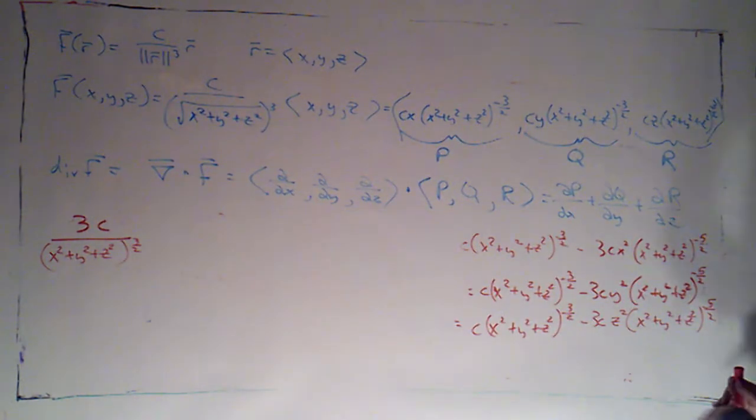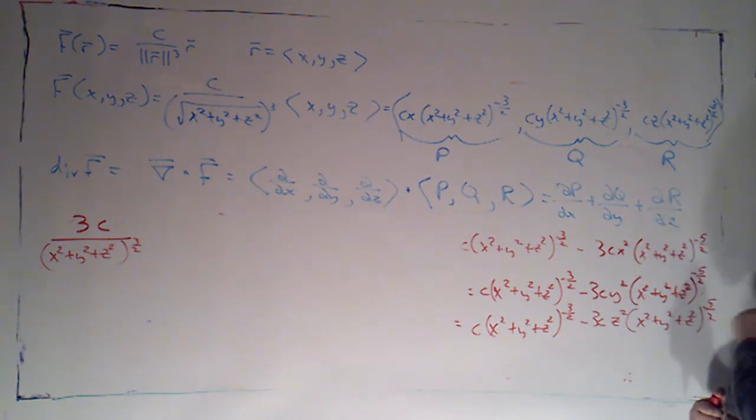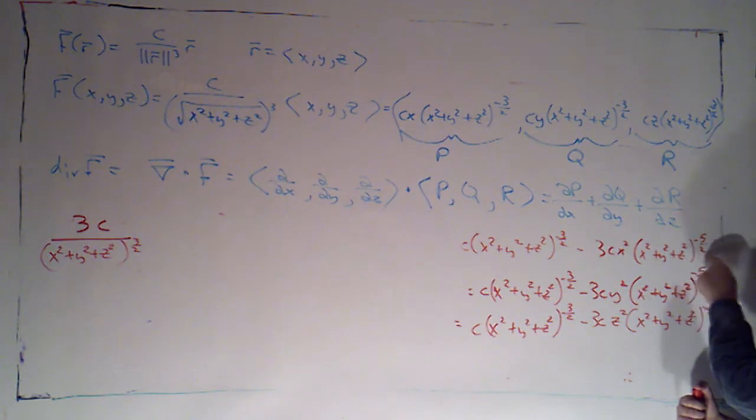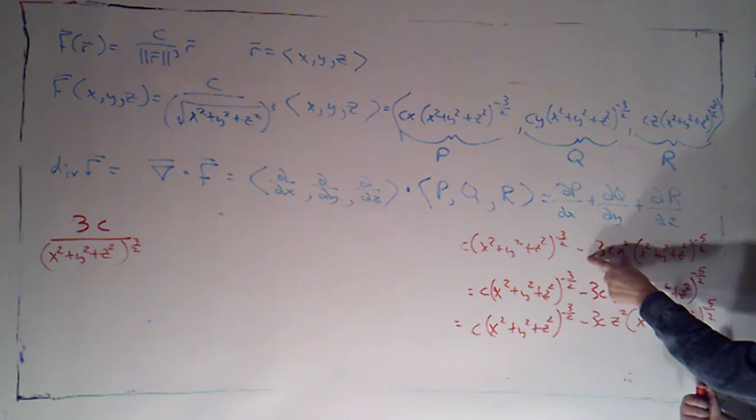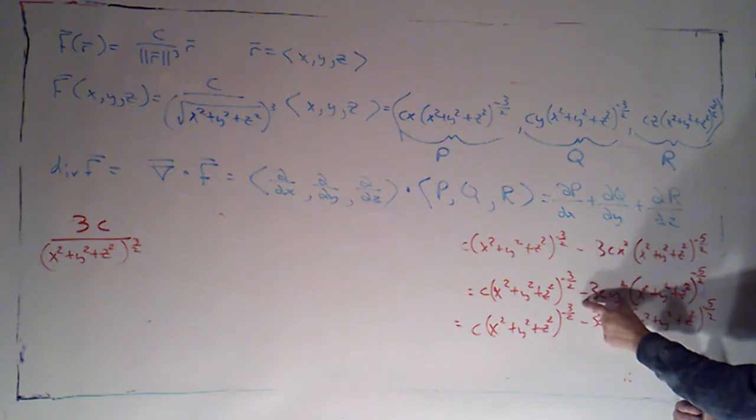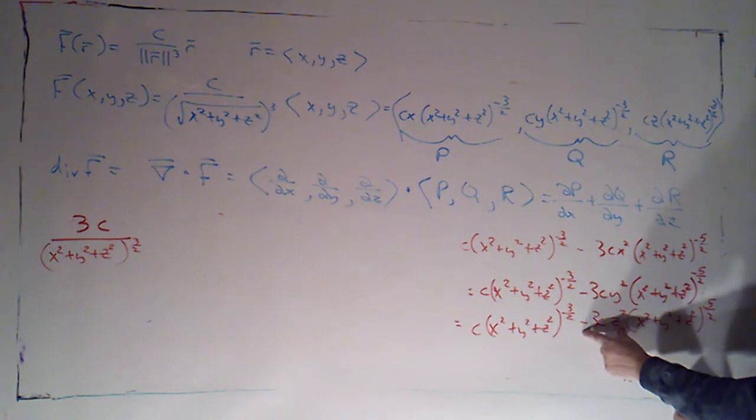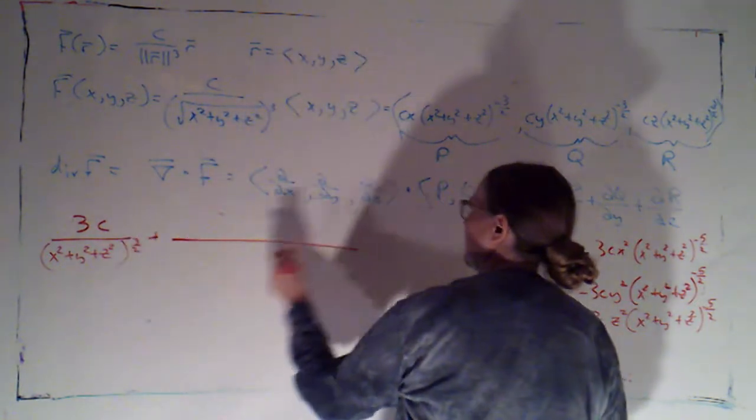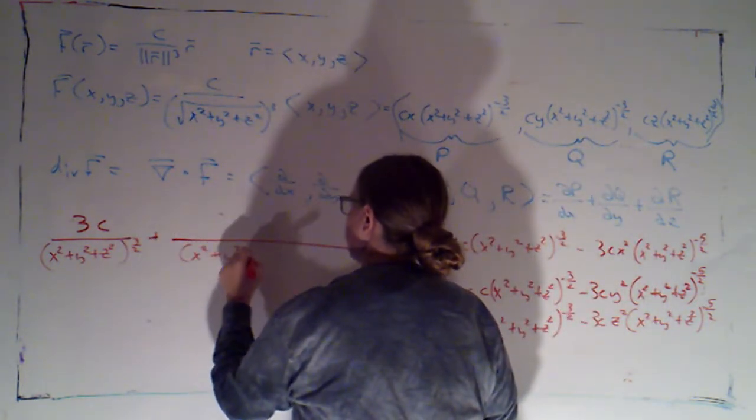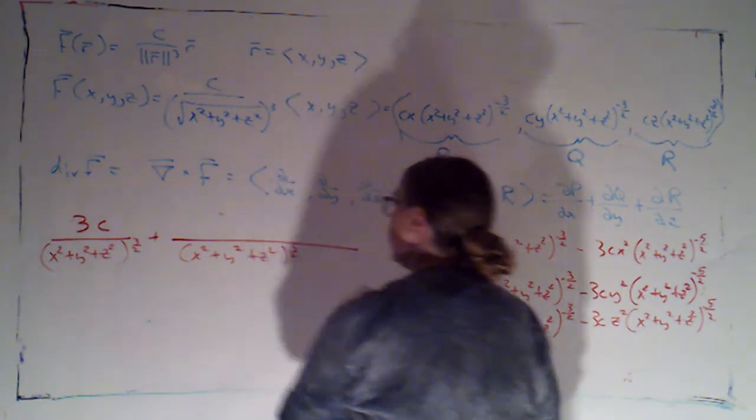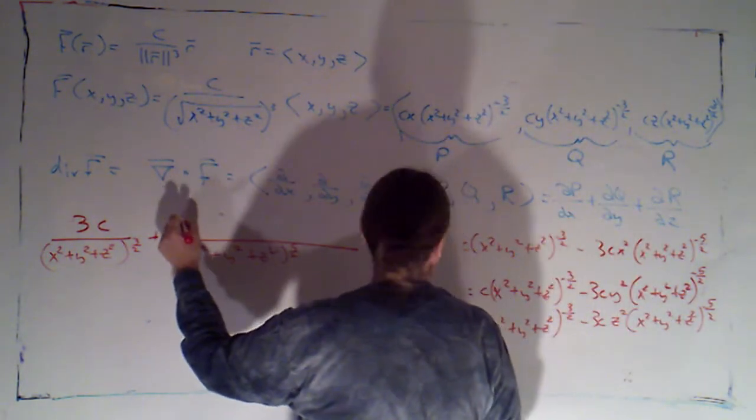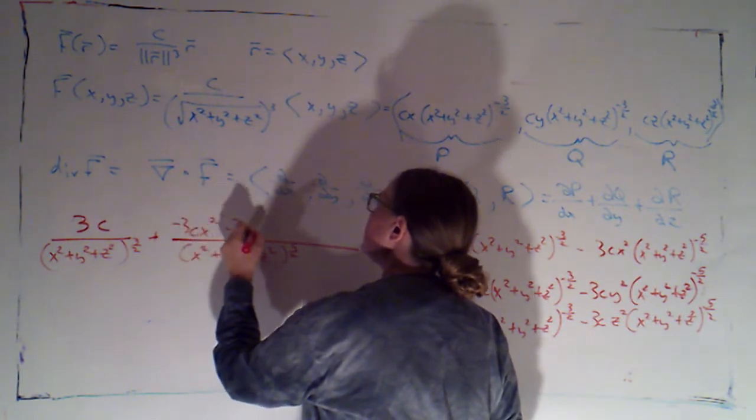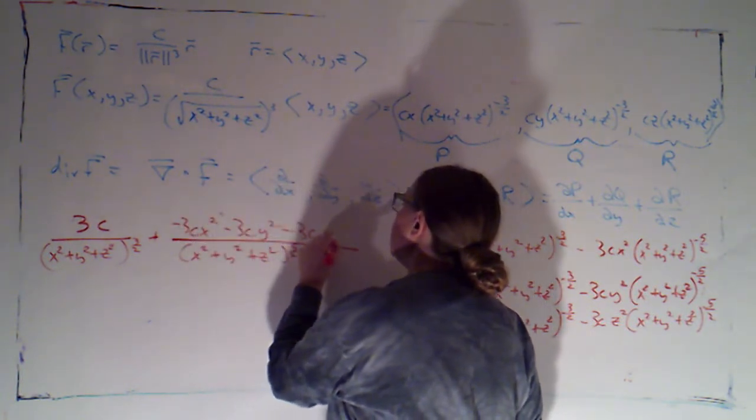Now, what I'm getting here, these guys aren't all the same, but they're very, very similar. These would be 3 fractions that would have x squared plus y squared plus z squared to the 5 halves in the denominator. And here what I have on top is minus 3cx squared. Here what I have on top is minus 3cy squared. And here what I have on top is minus 3cz squared. So we will have on bottom x squared plus y squared plus z squared to the 5 halves. And on top, minus 3cx squared minus 3cy squared minus 3cz squared.